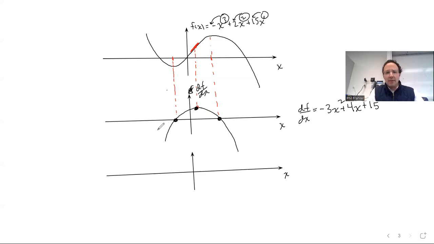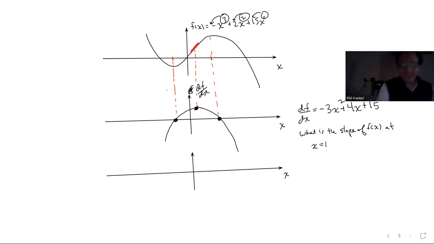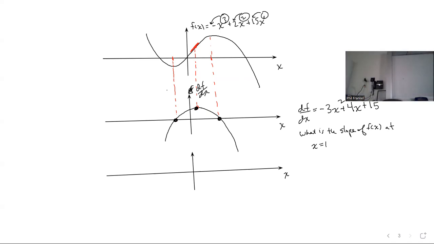Okay, so if somebody were to ask me, let's say, what is the slope, the rate of change of f of x at x equals 1. If someone were to ask me, what's the slope of f of x, the originally plotted function on top of the screen, at x equals 1, what I would do is compute the derivative of f with respect to x, which is this parabola, and then I'd plug in x equals 1.